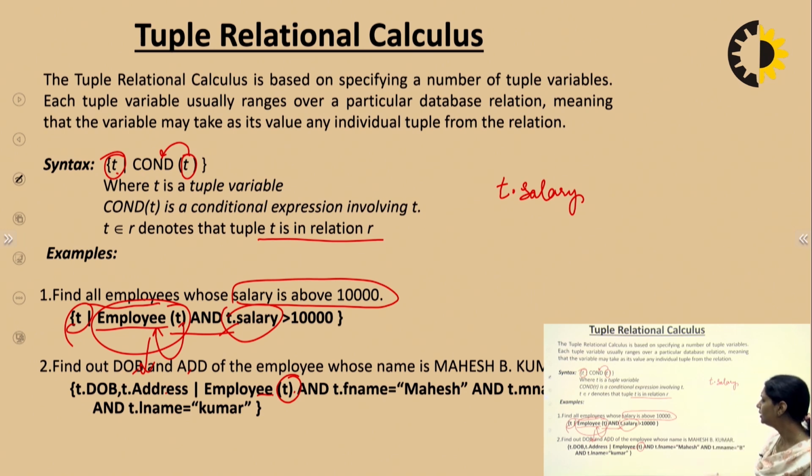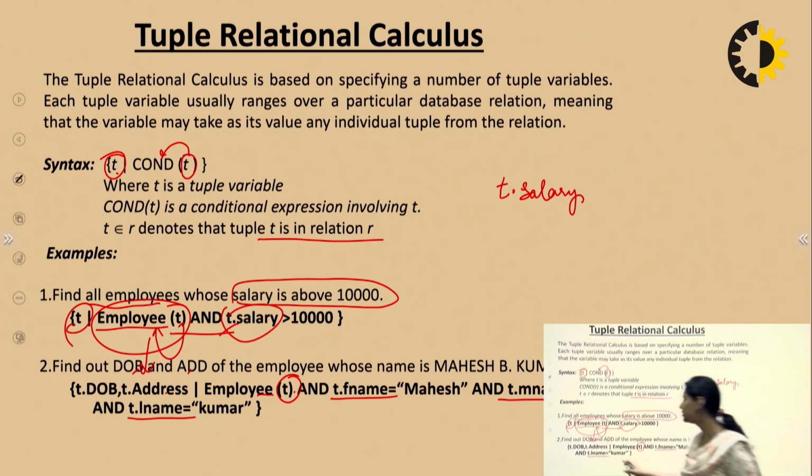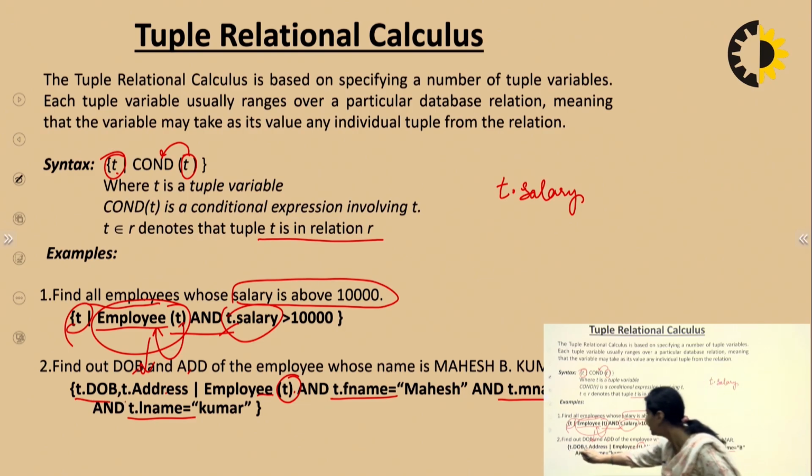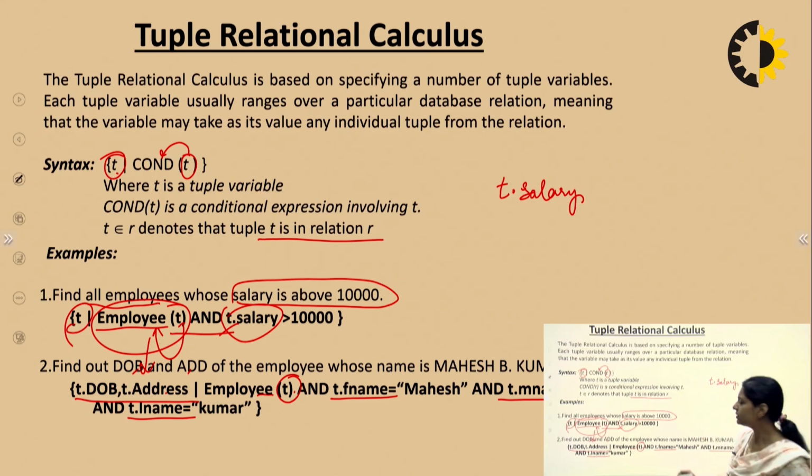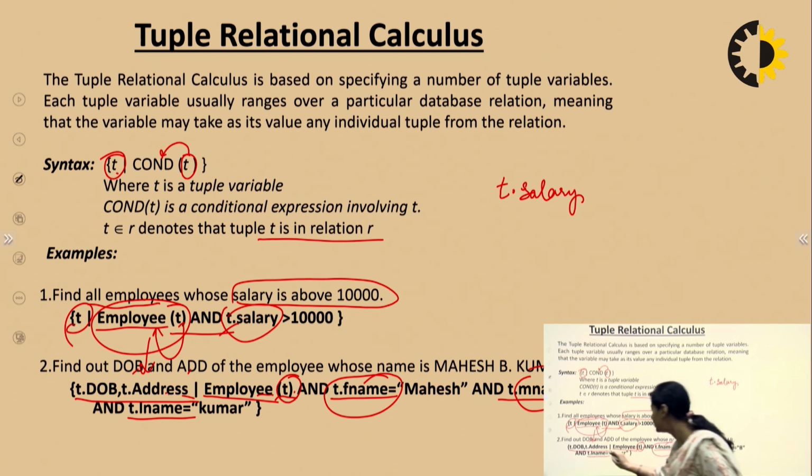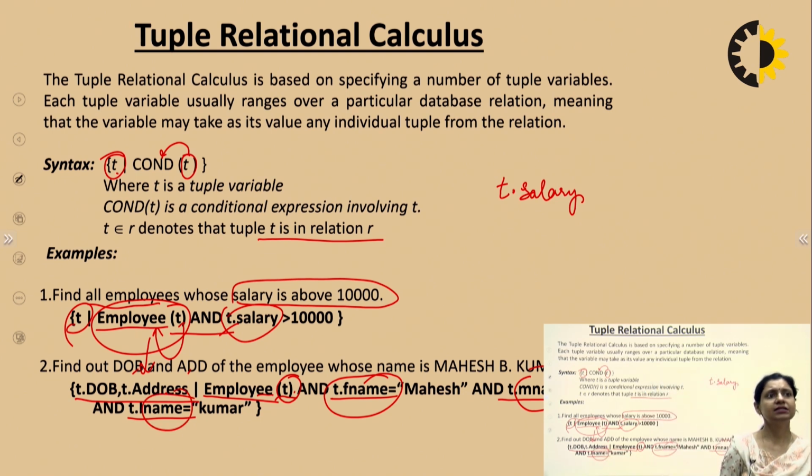So Employee(t), and where we have t.FirstName as Mahesh, t.MiddleName as B and t.LastName as Kumar. So this query will identify only the date of birth and address of the employees from the employee relation with the tuple variable t, under the condition where the first name is Mahesh, the middle name is B and the last name is Kumar.